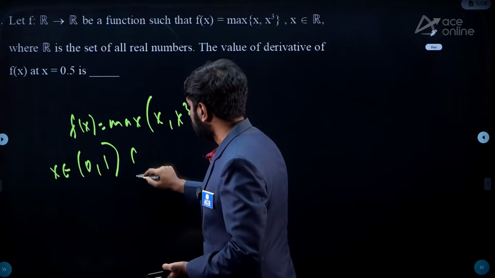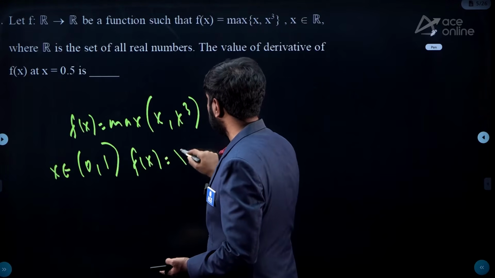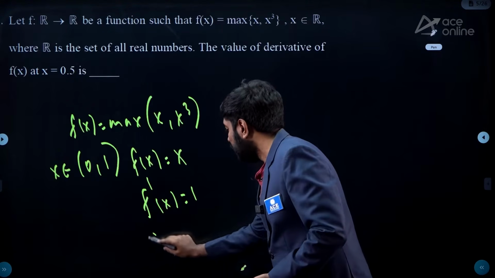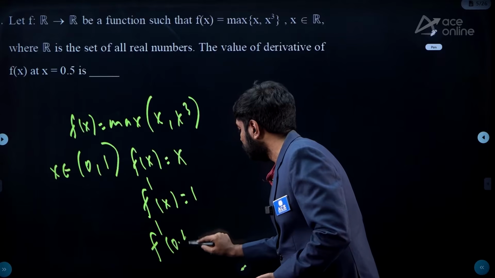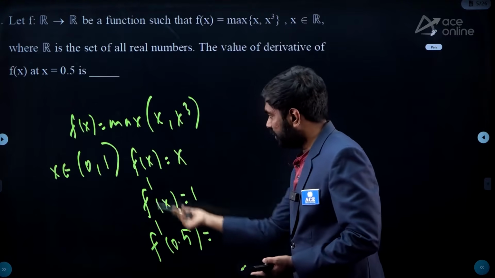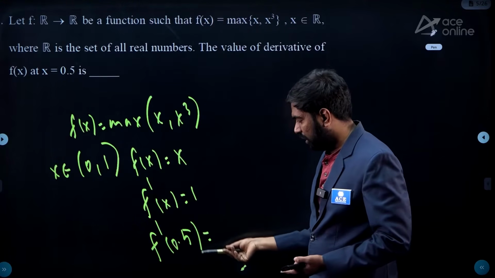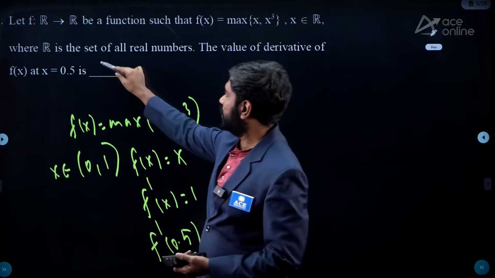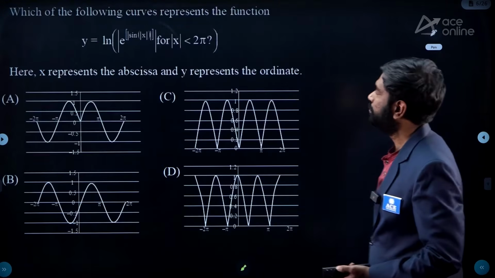In this interval, clearly you know what is f of x? It is x. What is f dash? Simply 1. And I need the derivative at 0.5. Since f dash is constant in that interval, which is 1, even at x equal to 0.5, the derivative value is 1. So the answer to this problem is 1.